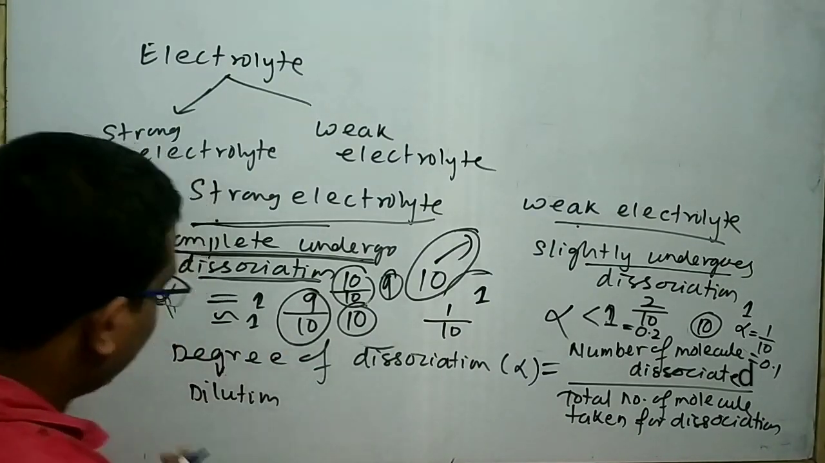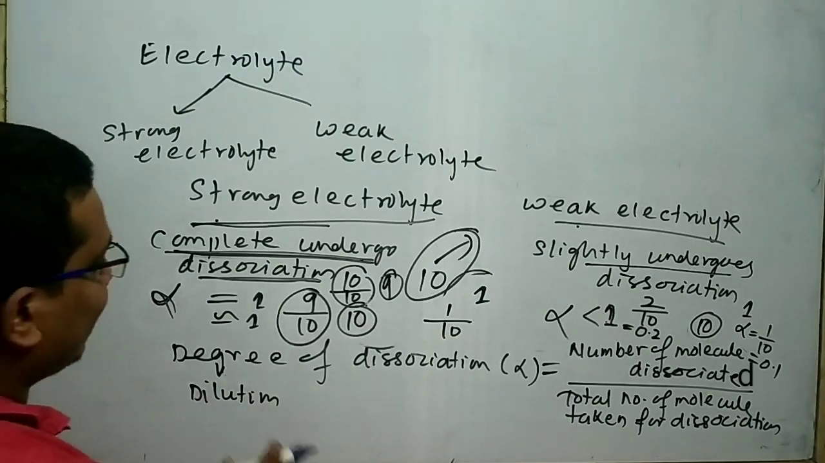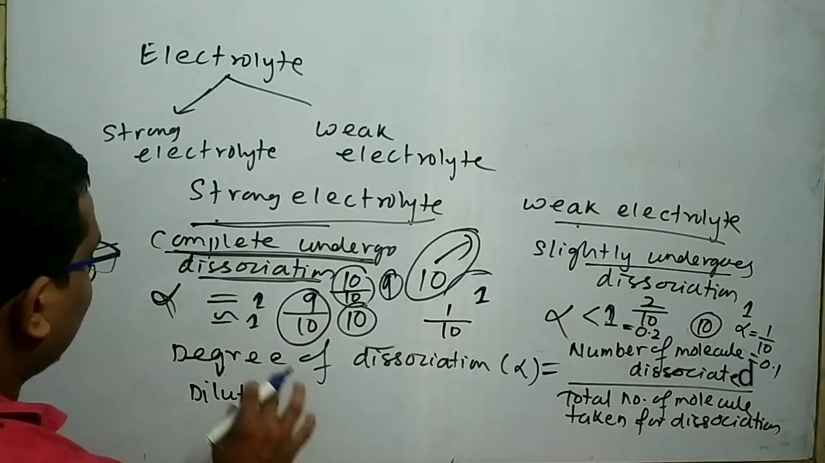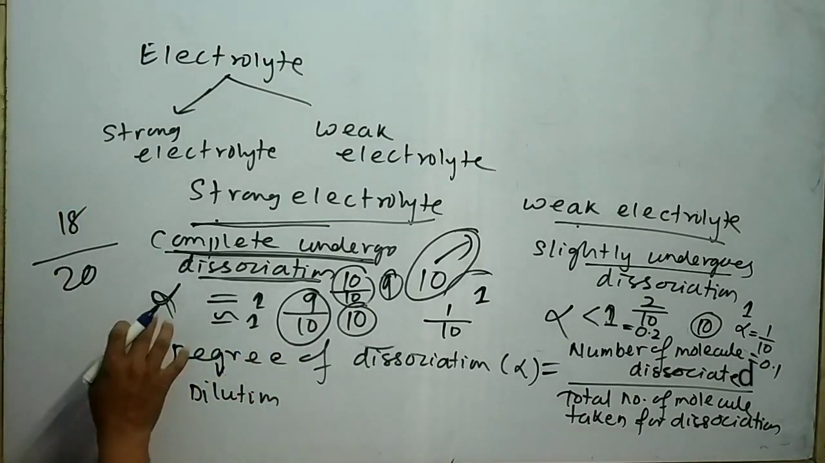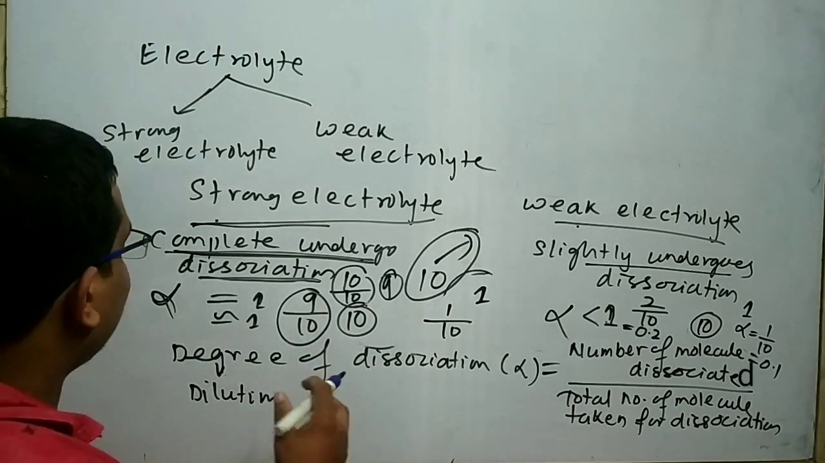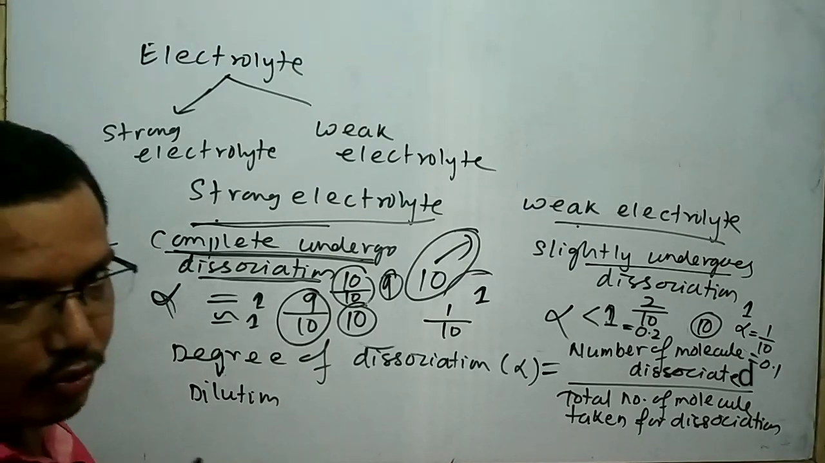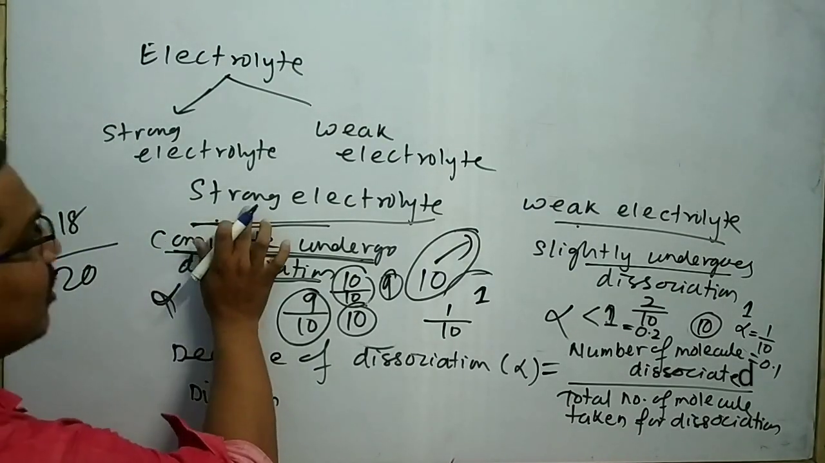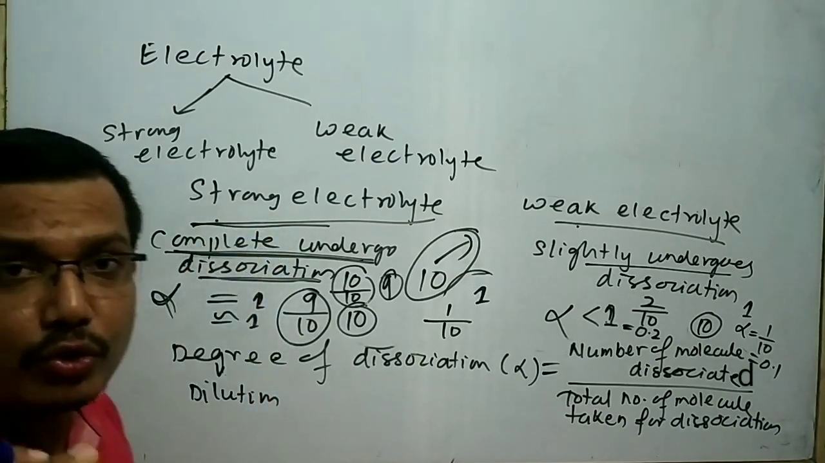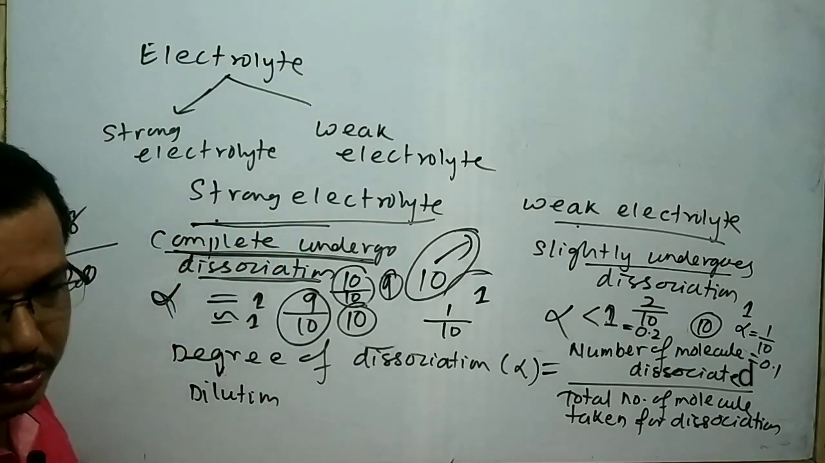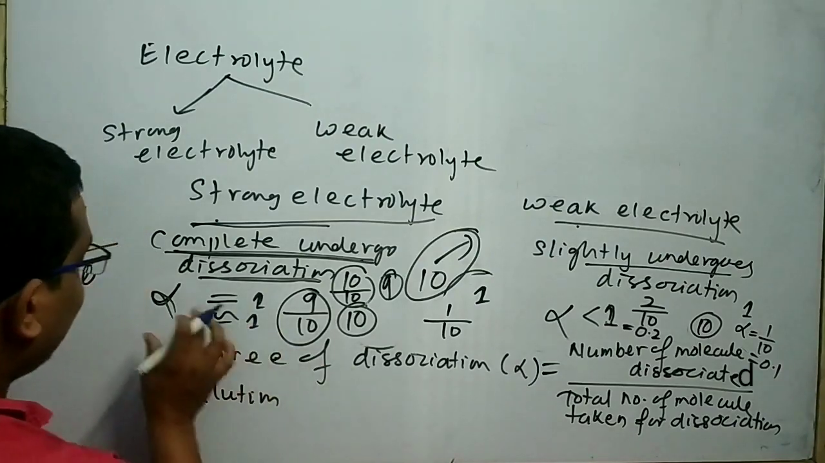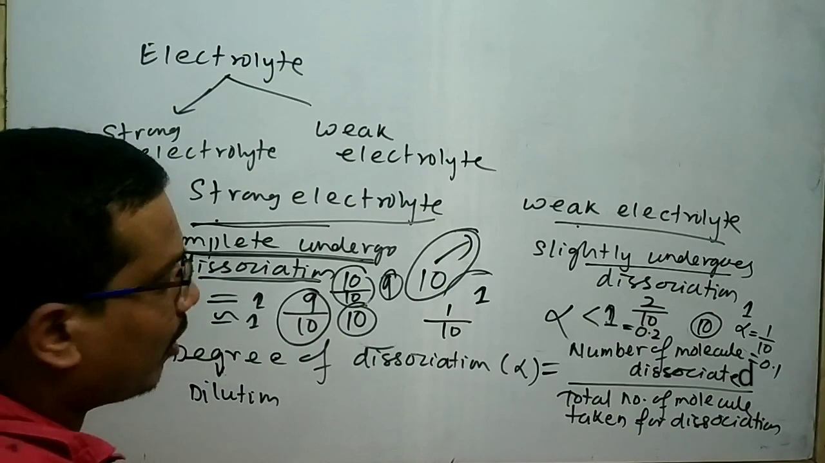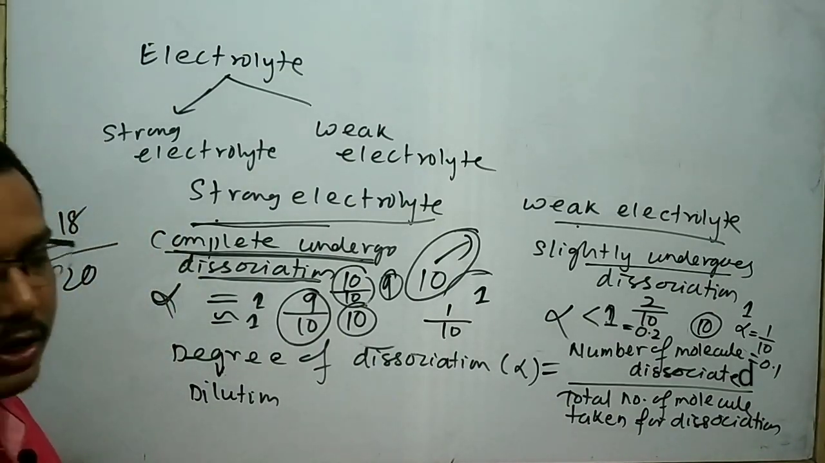That means from this concept, it is clear that if no molecule remains for dissociation, then there is almost no change in the value of the degree of dissociation. That means the value of the degree of dissociation in the case of a strong electrolyte is almost constant on dilution. So we can write: the degree of dissociation for a strong electrolyte is almost constant on dilution.